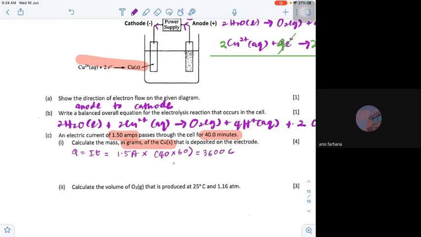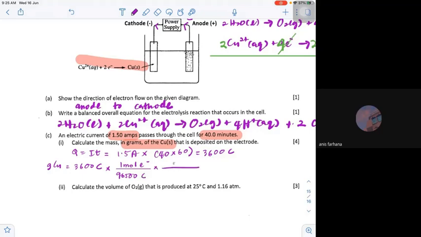3,600 coulombs. Yes, so now we already have the charge. We can calculate the mass of the copper. Use dimensional analysis, it is the simplest one. So we put grams of Cu as the subject. Start with the 3,600 coulombs of charge that is flowing. And then we multiply to get the number of moles of electrons, because we know that for every 1 mole of electrons, it is 96,500 coulombs of charge.